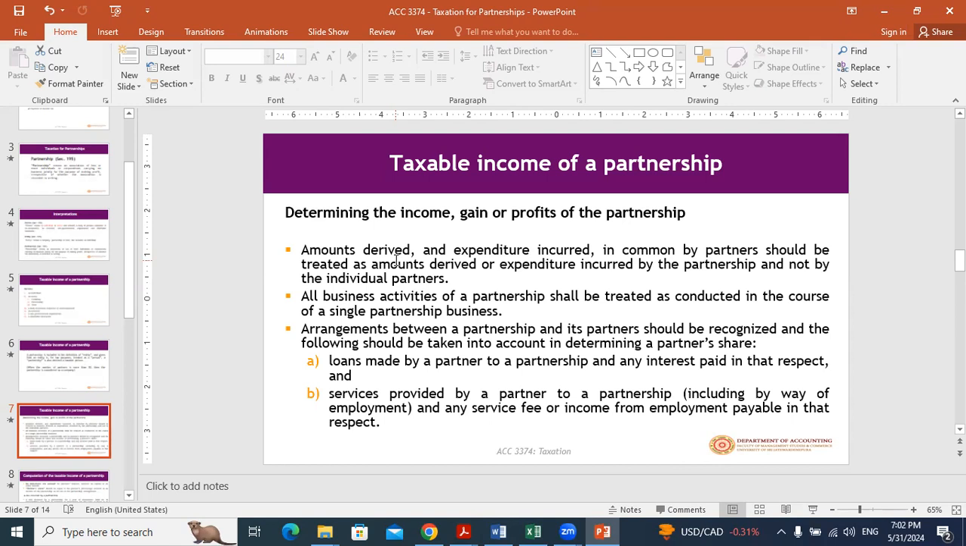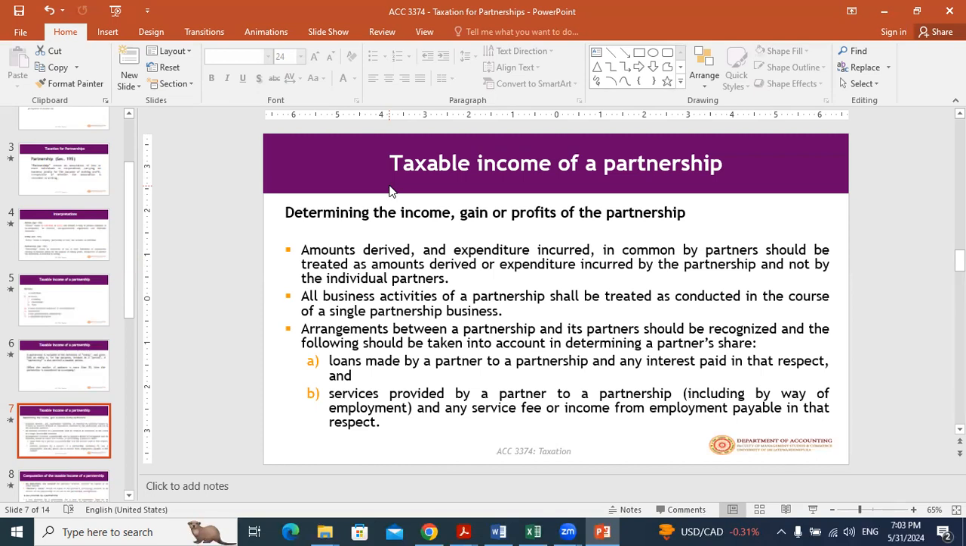Other than that, due to the nature of the partnership, there are other specific things that we would like to discuss. Those things will be discussed from this point, the specific things of a partnership. Those are also not that difficult, since you have the basic knowledge of the partnership. Determine the income, gain, or profit of the partnership.